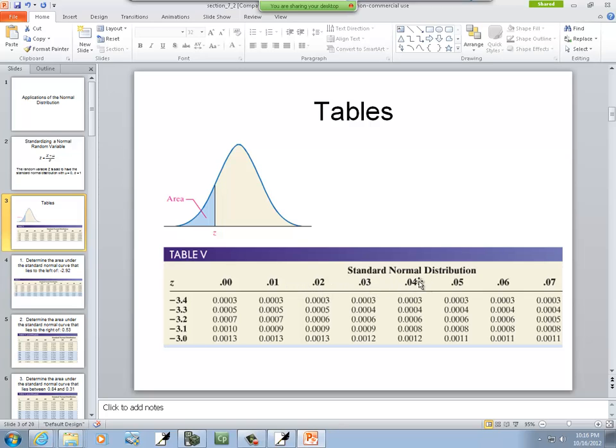The hundredths place is across the top, the tenths place is here, and then of course the number before the decimal is our integer portion. So like this first one here, this 0.0003, that corresponds to negative 3.40. Let me see, this one right here where my cursor is would be negative 3.0, and then the 0.04, so it would be negative 3.04. We'll see more of that.